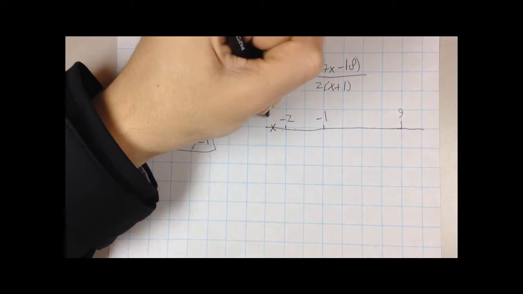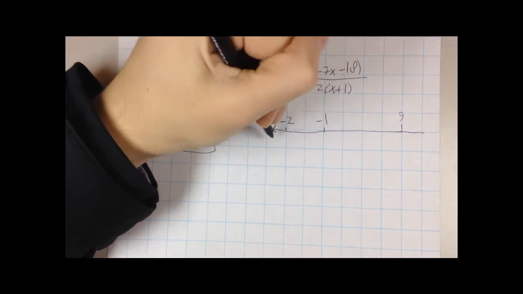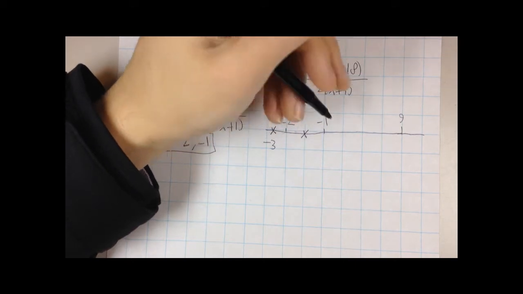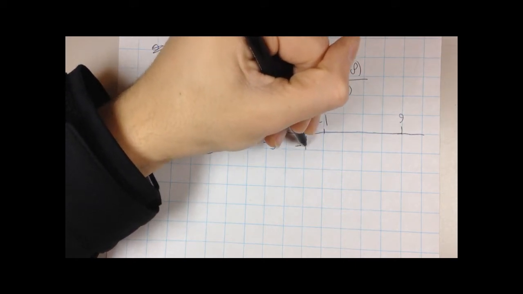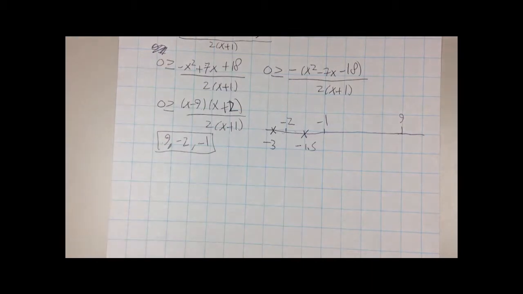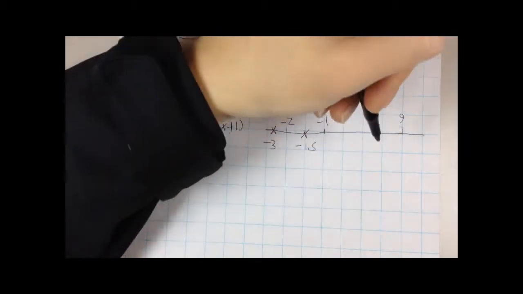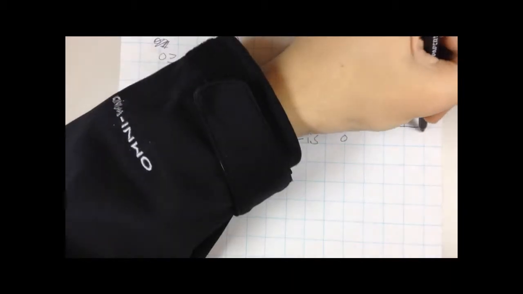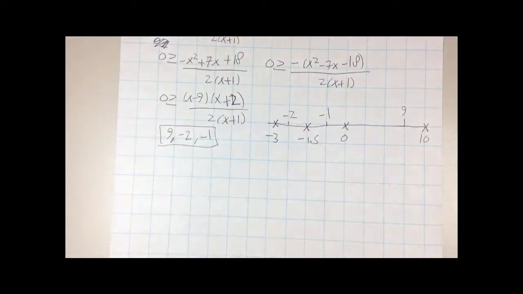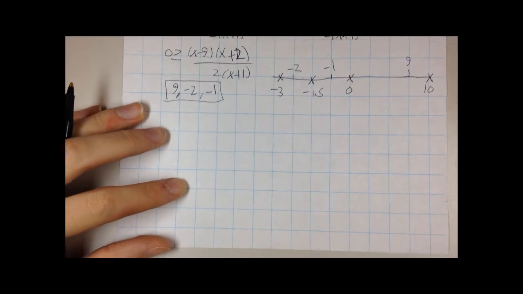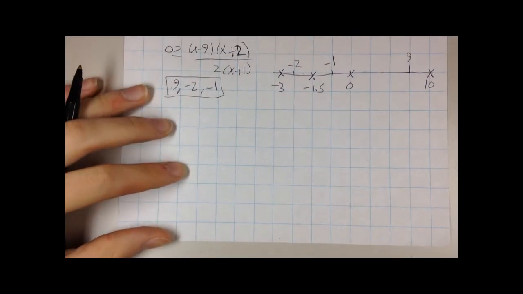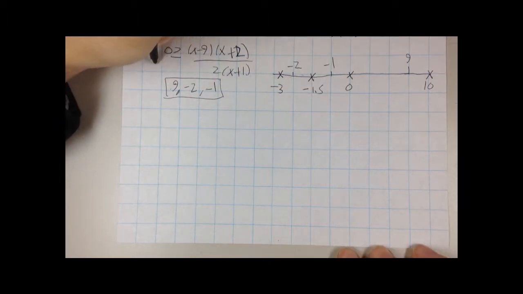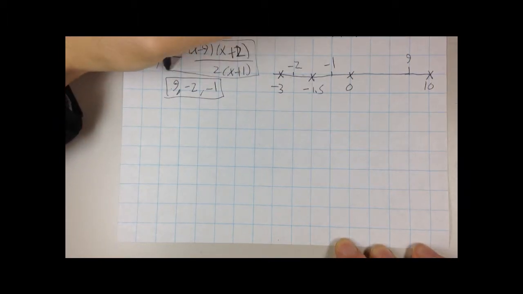So for this interval, negative infinity to negative 2, I'm just going to choose negative 3. Here I'm going to choose negative 1.5. Once again, it doesn't matter what values you choose as long as they're in the interval. Here I'll just choose 0. And here I'll choose 10. And so we're testing all these numbers on this equation here.